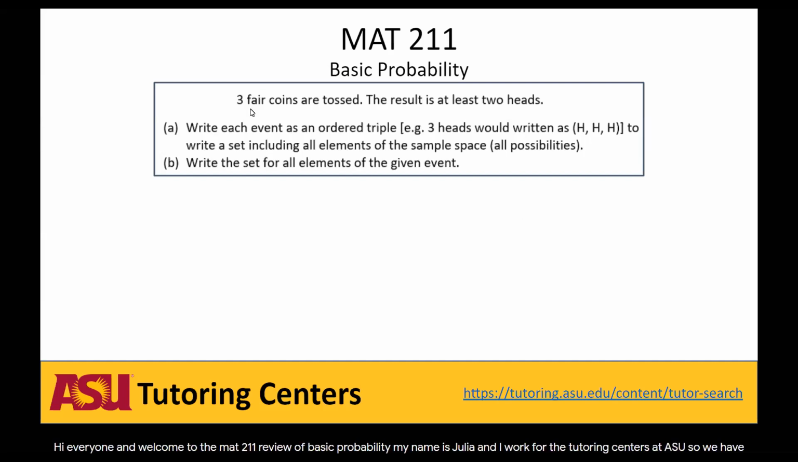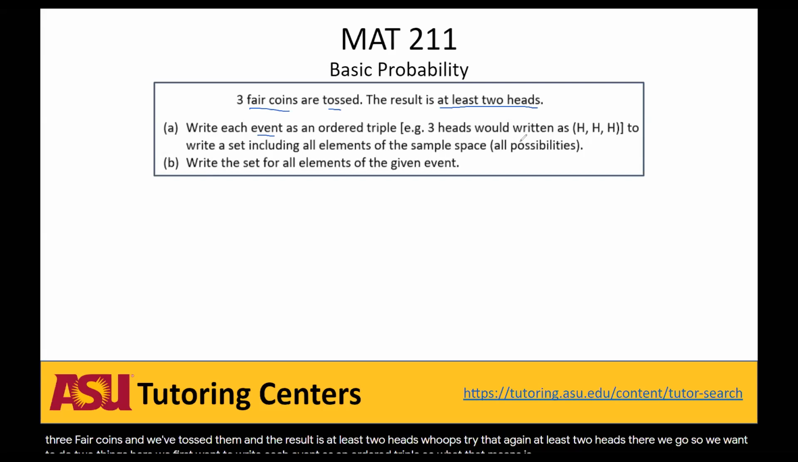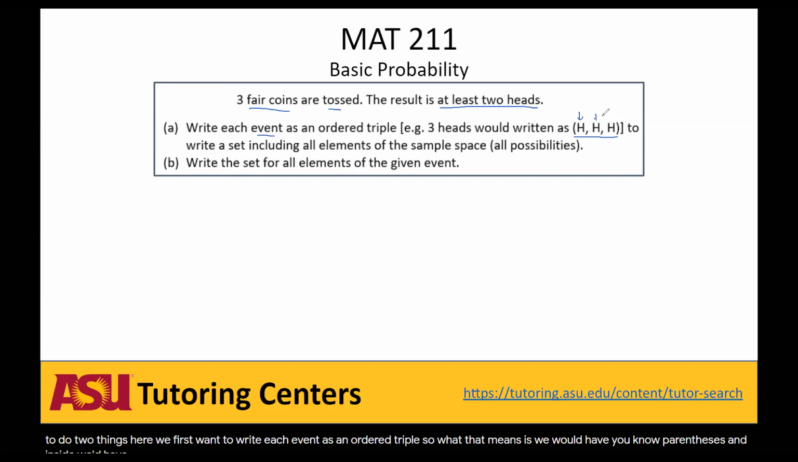So we have three fair coins, and we've tossed them, and the result is at least two heads. We want to do two things here. We first want to write each event as an ordered triple. What that means is we would have parentheses, and inside we'd have 1, 2, and 3 for all three coins being tossed and whatever that result is. So this would be an example for 3 heads.